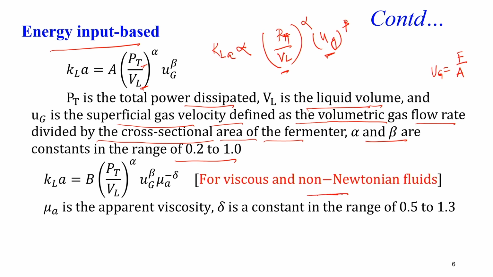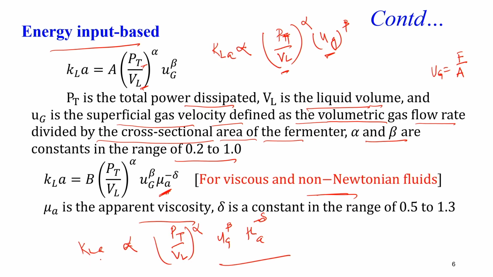And when you have this for viscous and non-Newtonian fluid, non-Newtonian fluid means viscosity value is not constant. So there we are going to add one more term, apparent viscosity. So here this will be proportional to P_T upon V_L to the power alpha, superficial velocity to the power beta, and apparent viscosity to the power minus delta. So in this way we define this KLA based on what is the power input required.